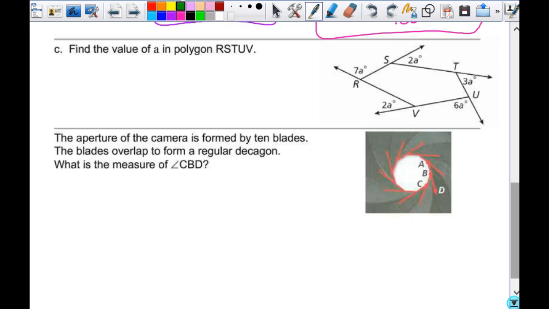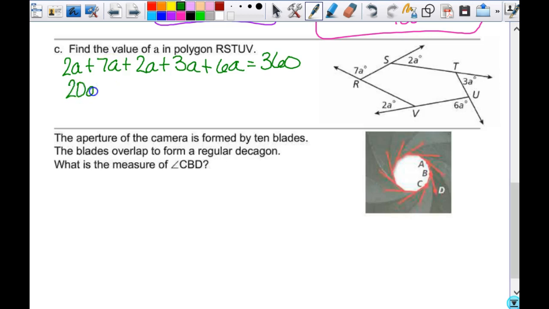So I approach this the same way I did the first one up here: I add them all up and set them equal to whatever that sum is. So I've got 2a plus 7a plus 2a plus 3a plus 6a equals what? 360. And remember, when you have to write down a lot of stuff like this, you might want to count to make sure you used them all and didn't use one twice. All right, so when I add them up, how many a's is that? 20. So I get 20a equals 360.